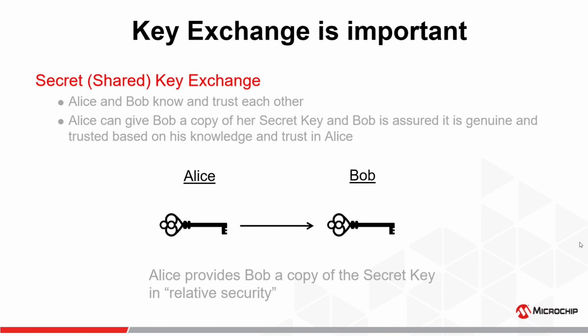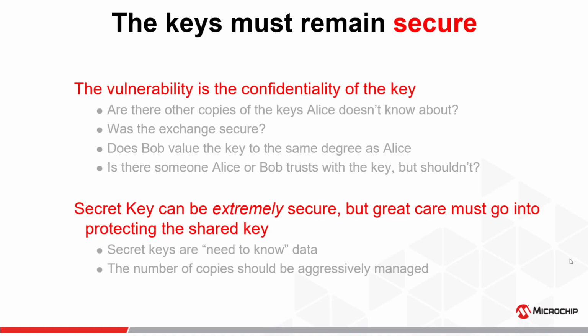This is the simplest form of key exchange between Bob and Alice, or between two entities when they know and trust each other. We will get into a more complex form where Bob and Alice do not know each other and they have to somehow establish trust in the asymmetric section of this presentation. Again, I can't stress this enough. The keys must remain secret and secure.